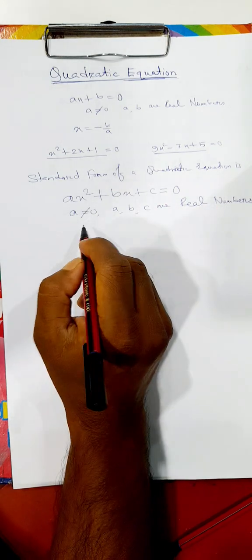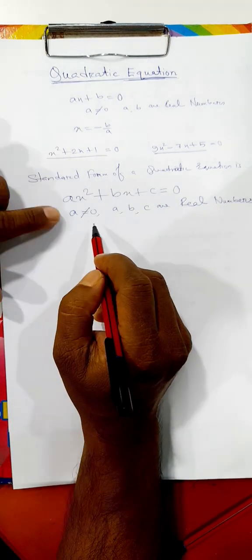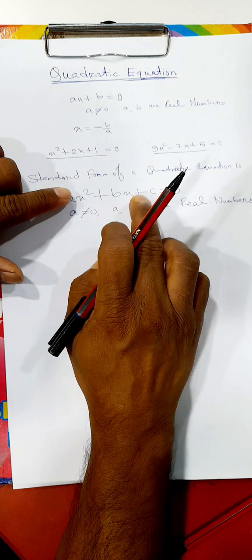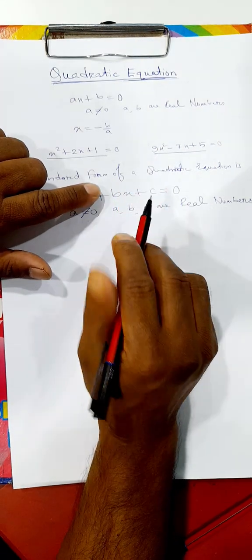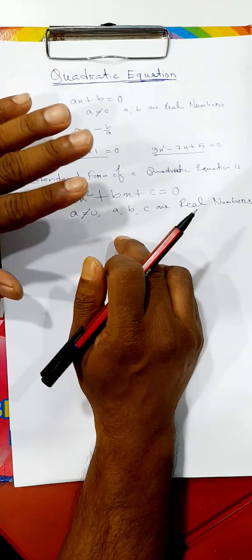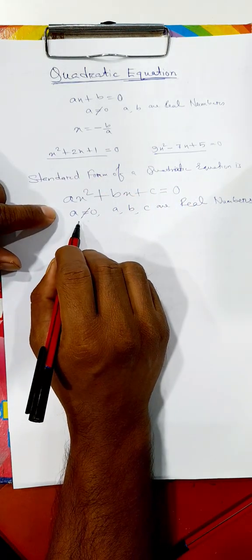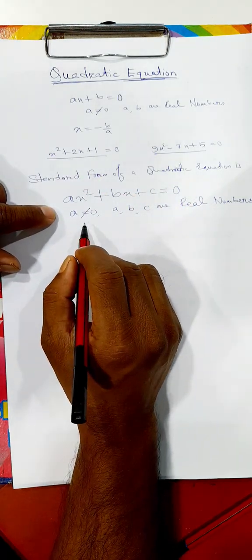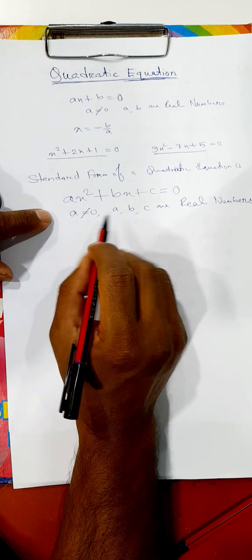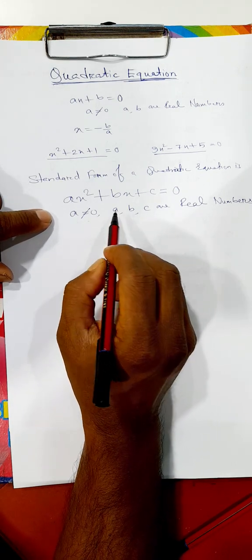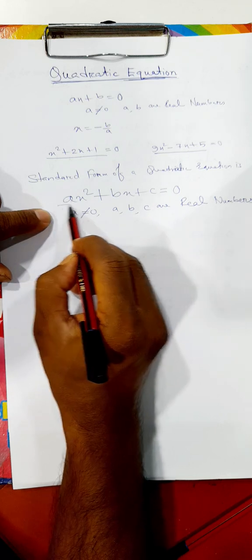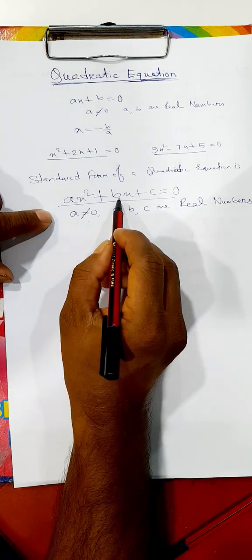Why are we saying a not equal to 0? If a becomes 0, this equation will be bx plus c equal to 0. In that case, this will not be a quadratic equation, that would be a linear equation. That is why we are writing a not equal to 0. So a quadratic equation can be expressed in this format: ax square plus bx plus c equal to 0.